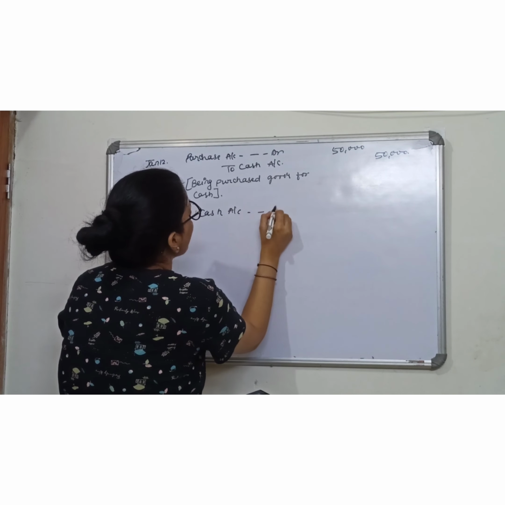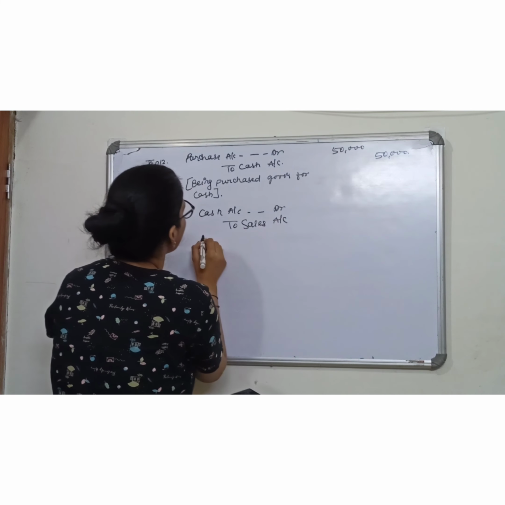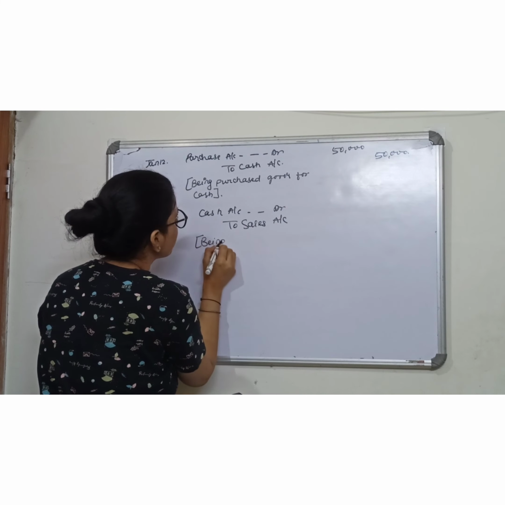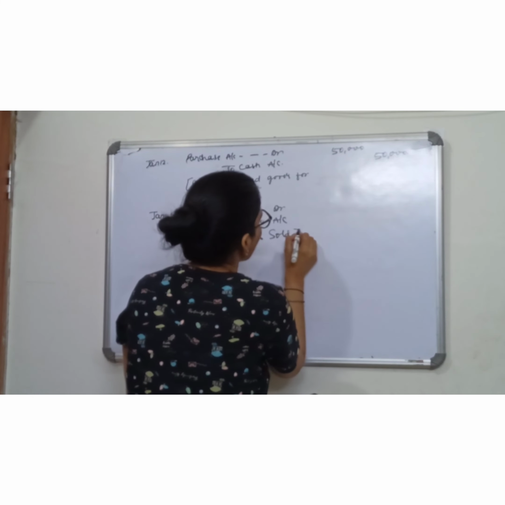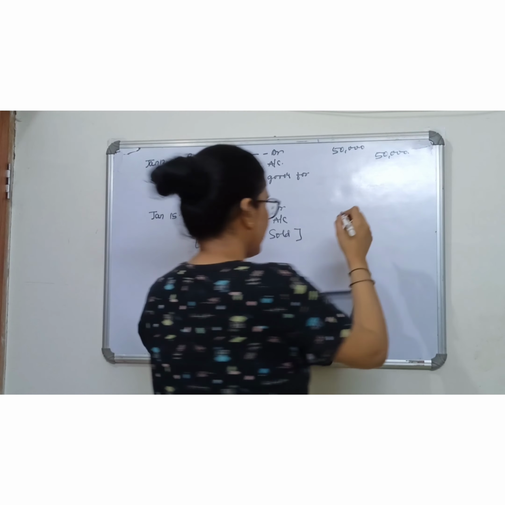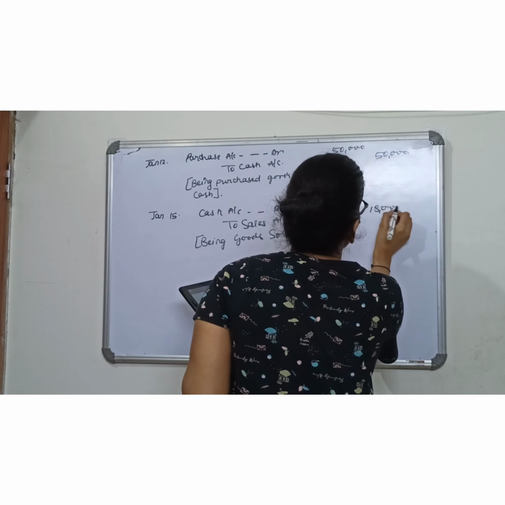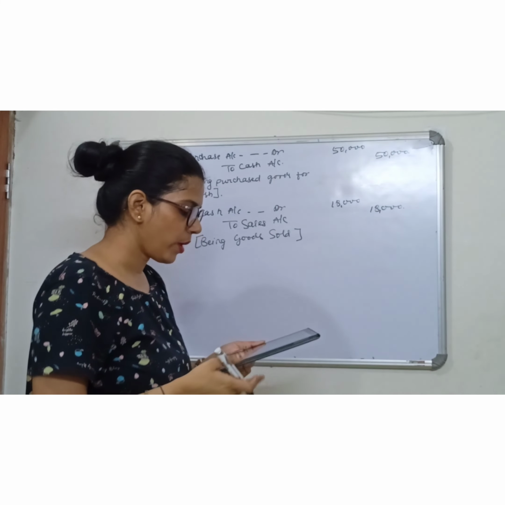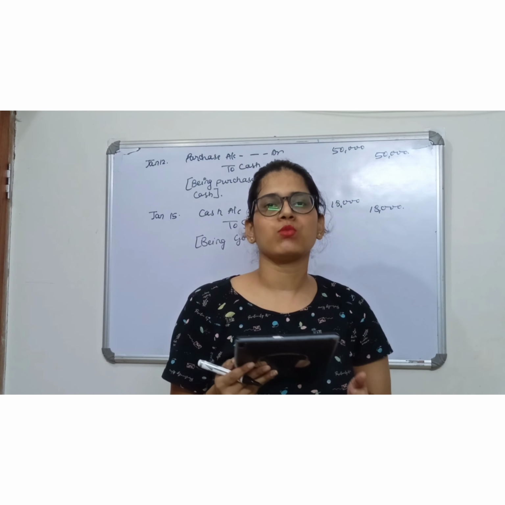Cash account debit to sales account, and the narration will be being goods sold, right? And the amount is 18,000 and 18,000, right? The next question is paid expenses worth rupees 5,000.